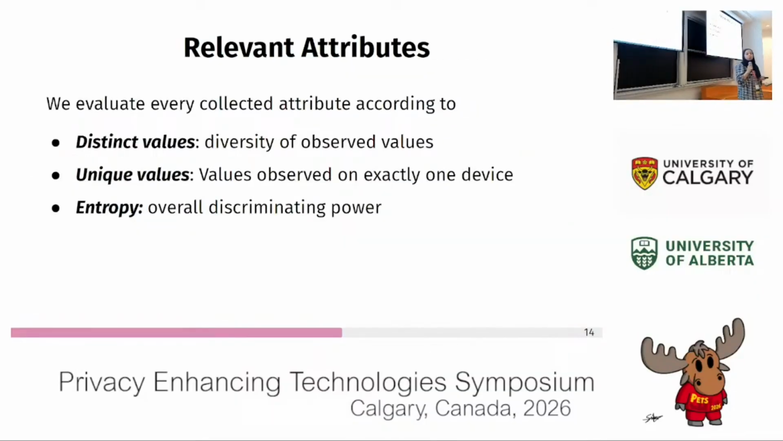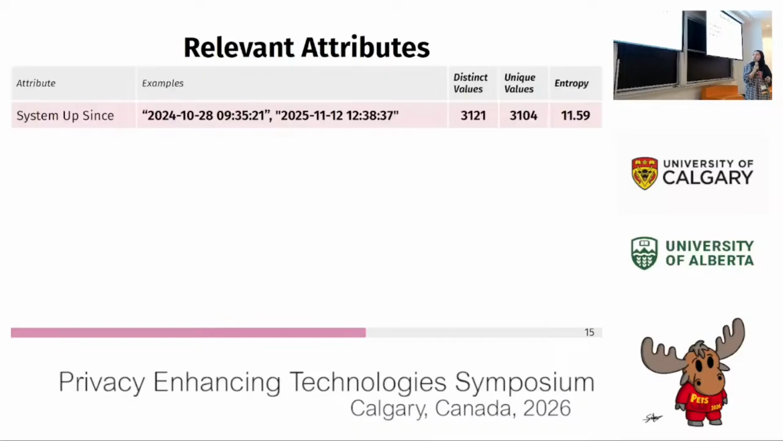Next, we wanted to know if we don't use any of these sensitive identifiers, how we could identify devices. For that, we filtered out all those identifiers, and we tried to evaluate the remaining attributes using these metrics: the number of distinct values that an attribute can have, the number of unique values, and the Shannon entropy to evaluate the overall discriminating power. And here are some relevant examples.